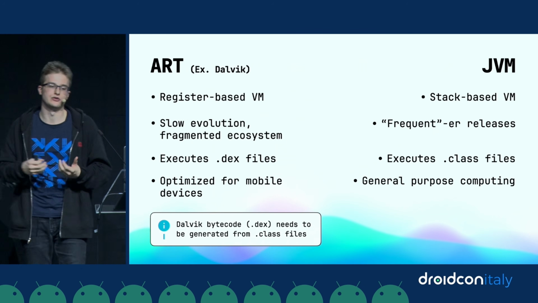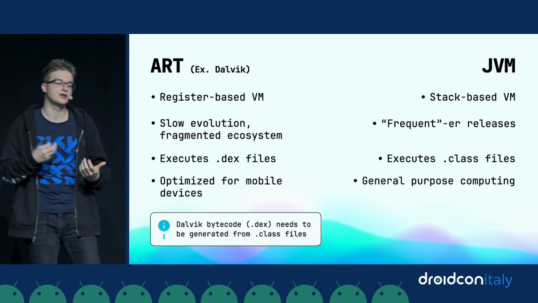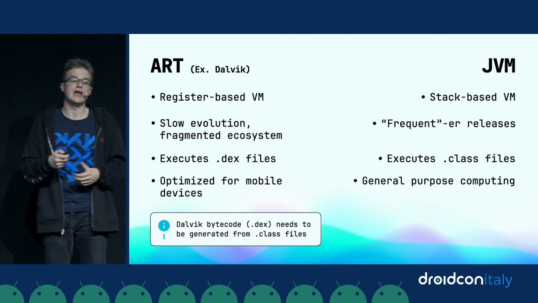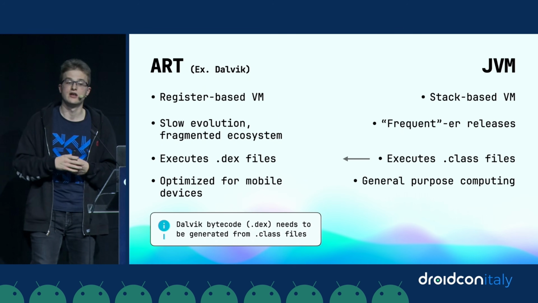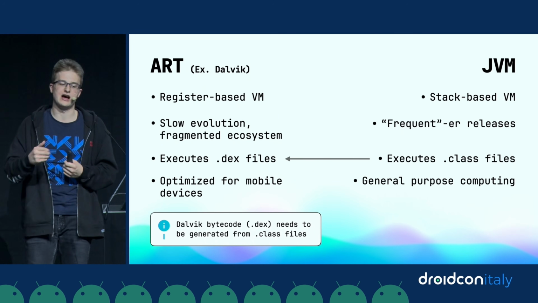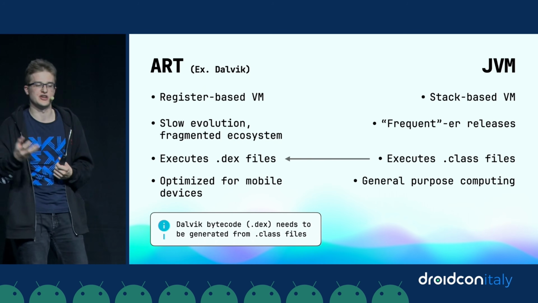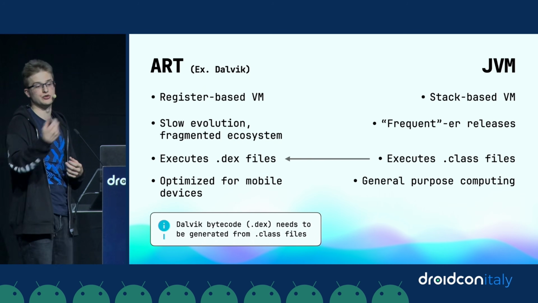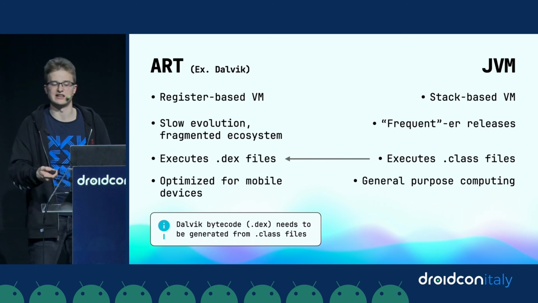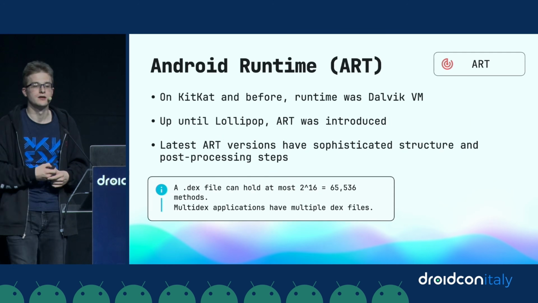This is just a slide to showcase the difference between the JVM and ART, which is what we already said. The most important point is that we get class files out of the JVM languages, and we need to convert them to DEX files to make them work on Android.